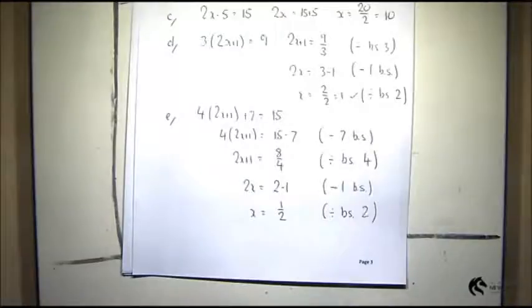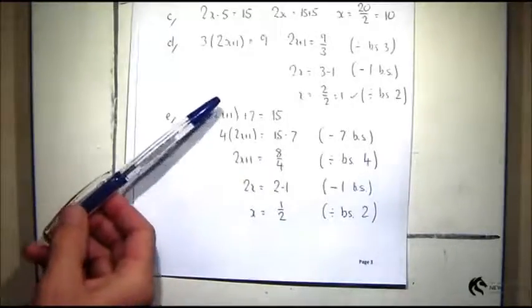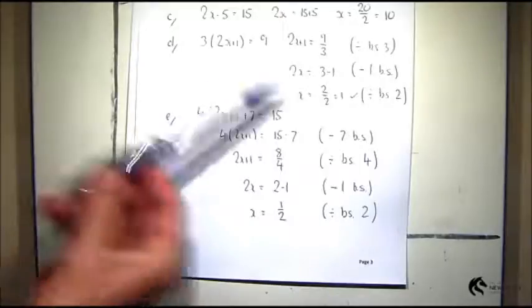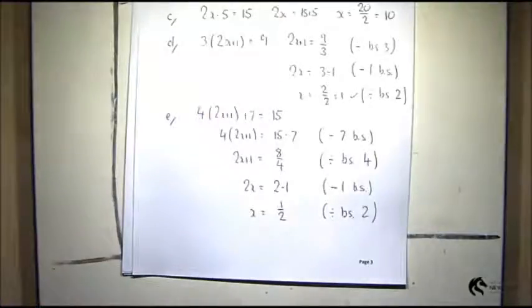And so in this case, I believe my answer is a half. And again, let me check it. 2 times a half is 1. 1 plus 1 is 2. 4 2s are 8. 8 plus 7, 15. So the equation is true, and so I'm happy.